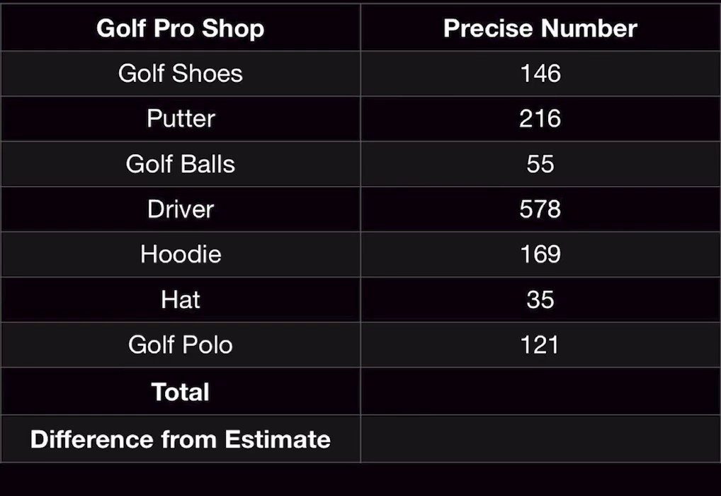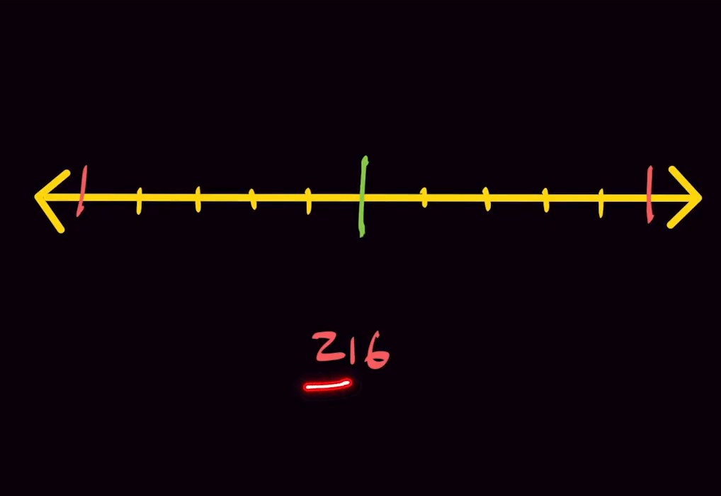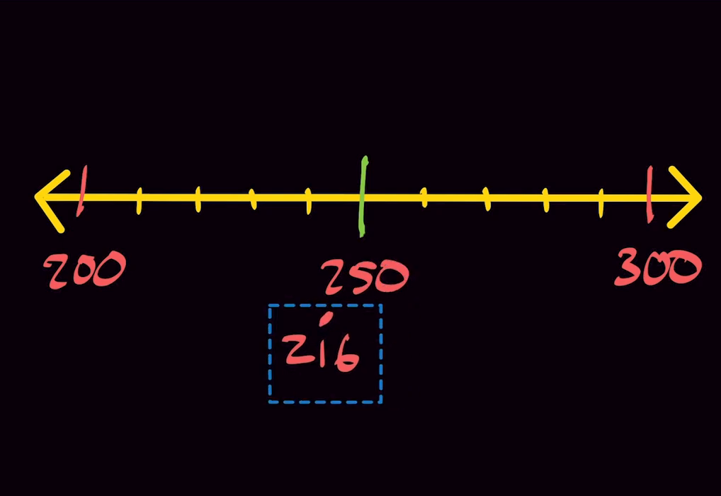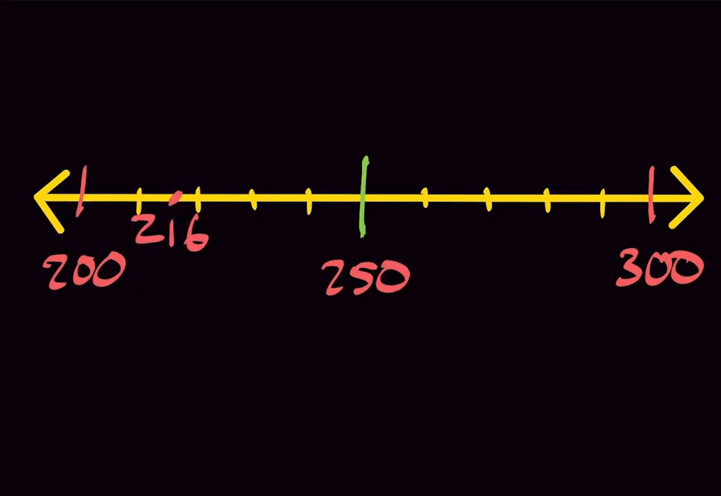The putter costs $216, golf balls $55, a driver $578. And of course, the golf polo. You got to look good. $121. Like, are you comfortable sweating in a shirt that's $121? Maybe not. 216 rounds to 200.